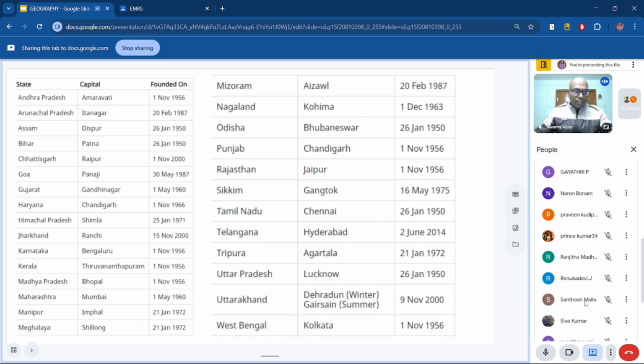Now this is the information. Here it cannot be explained or read, so I'll share the entire Google Slides link. You can read and understand. So Andhra Pradesh, the capital is Amravati. Arunachal Pradesh, Itanagar. Assam, Dispur. Bihar, Patna. Chhattisgarh, Raipur. Goa, Panaji. Gujarat, Gandhinagar. If you ask me a question, sir, do we get such kind of small questions?